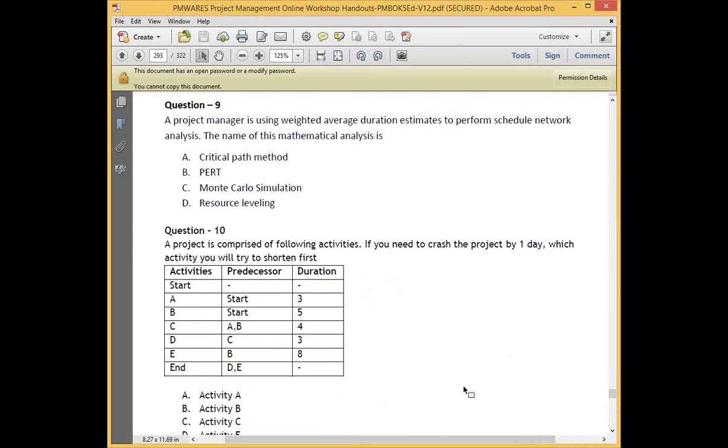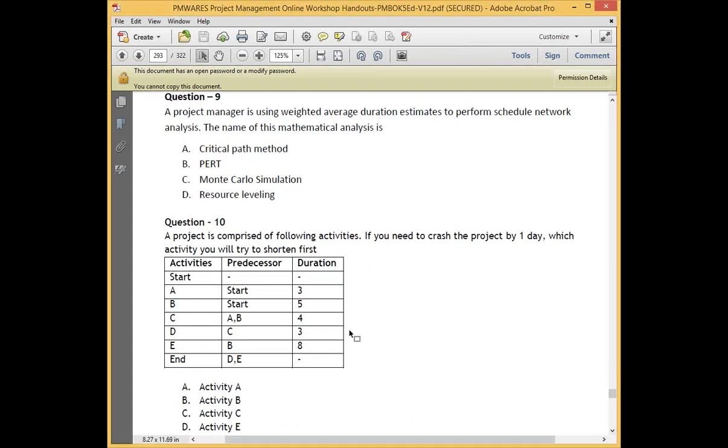Ninth is B. Okay, very good. Okay. E. You mean to say D. Okay. Then D. Yes, that is activity E. Why not D?